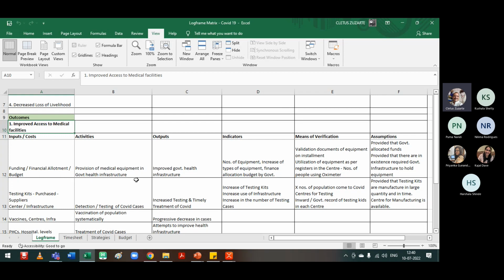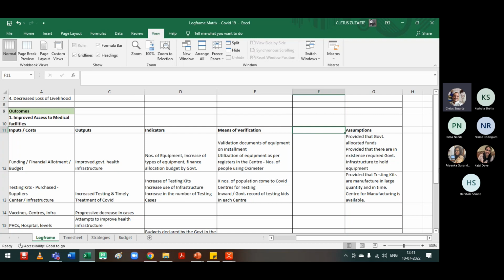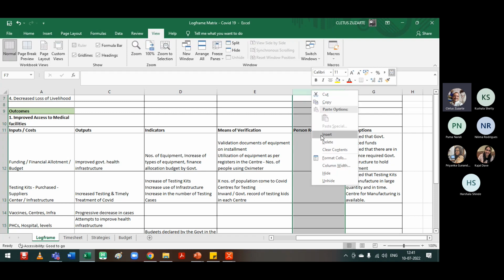Okay, I think you can see my screen, right? On this screen you have the outcome of improved access to medical facilities. The indicators, and the means of verification. For us, we need to add 2 more columns. One is the person responsible. So I'm going to add a few more columns to this. Let me take this a little further. You will put in here the person responsible. You will also say what tools you will require in order to conduct this monitoring exercise. So with the same log frame, you will go one step ahead.